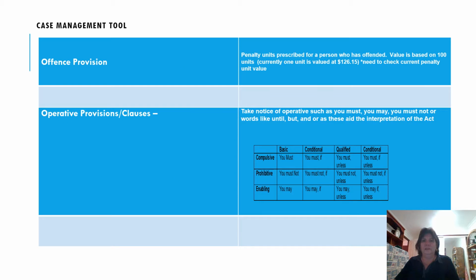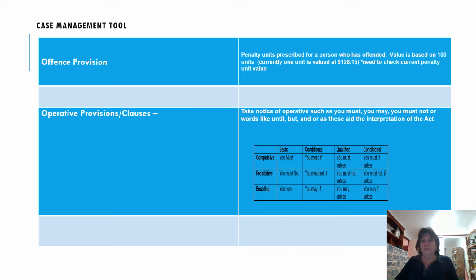Offence provisions is penalty units prescribed for a person who has offended. The value is based on 100 units. Currently this value sits at 126.15, but you need to check the current penalty unit value as this changes.